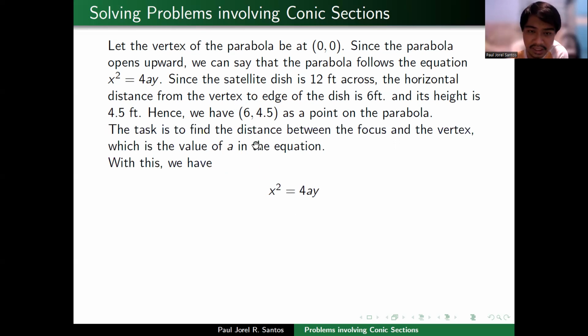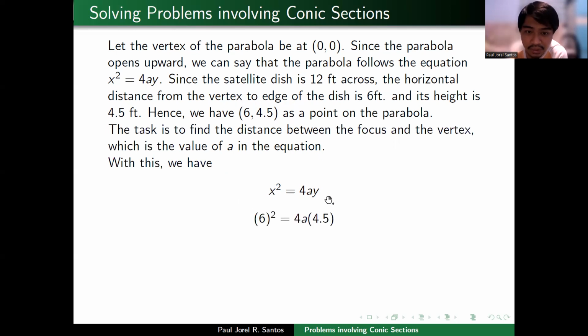Since (6, 4.5) is a point on the parabola, meaning it will satisfy this equation, x squared is equal to 4ay. And we can use these values for us to determine the value of a.